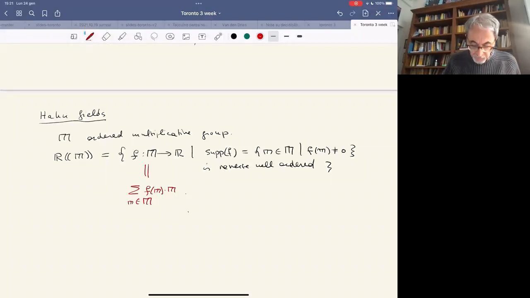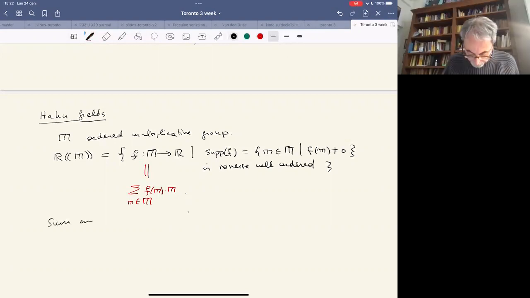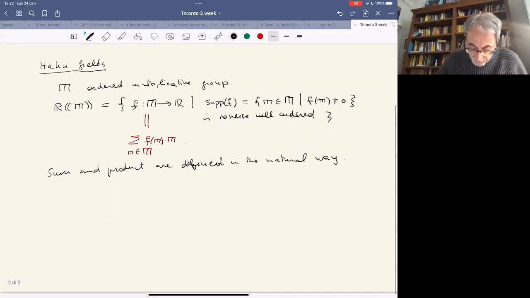Some and product are defined in the natural way. So this has already been done. And we have seen an example.